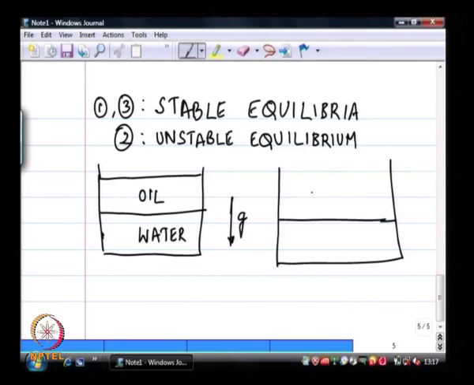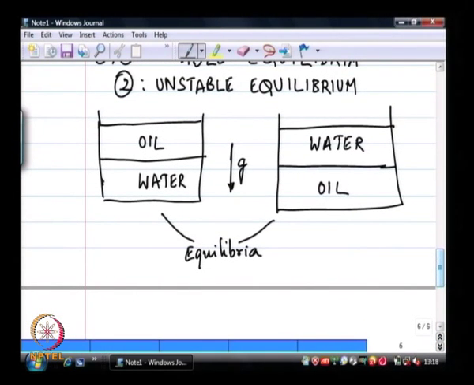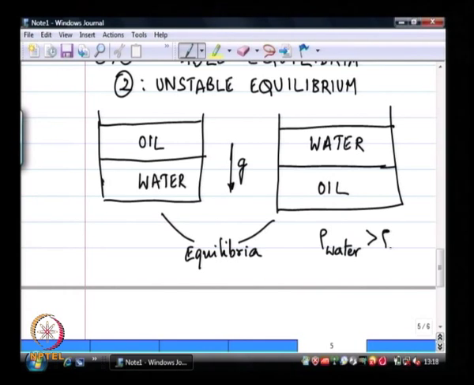Now, if I ask the question, if I gently place water above oil, is this an equilibrium condition? The answer is yes. So, both of these are equilibria, even though the density of water is greater than the density of oil. Both of these are equilibrium conditions.